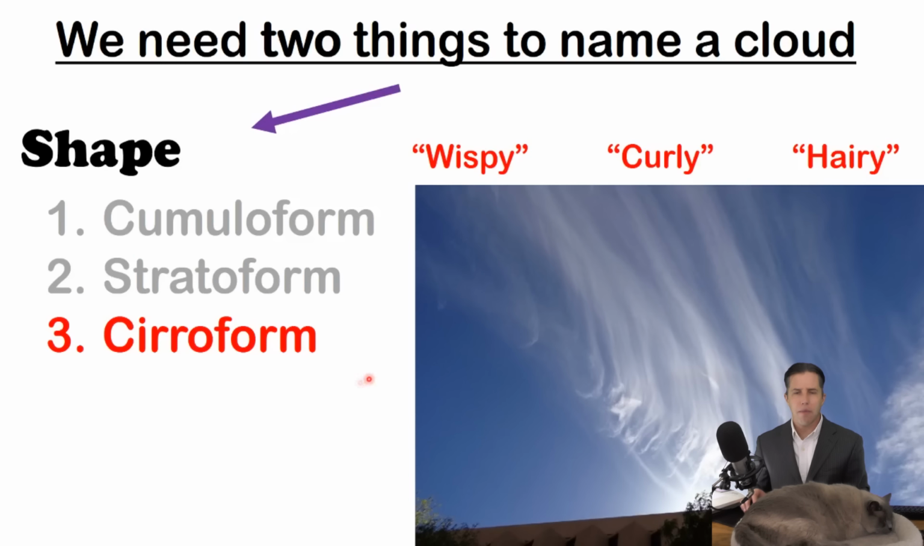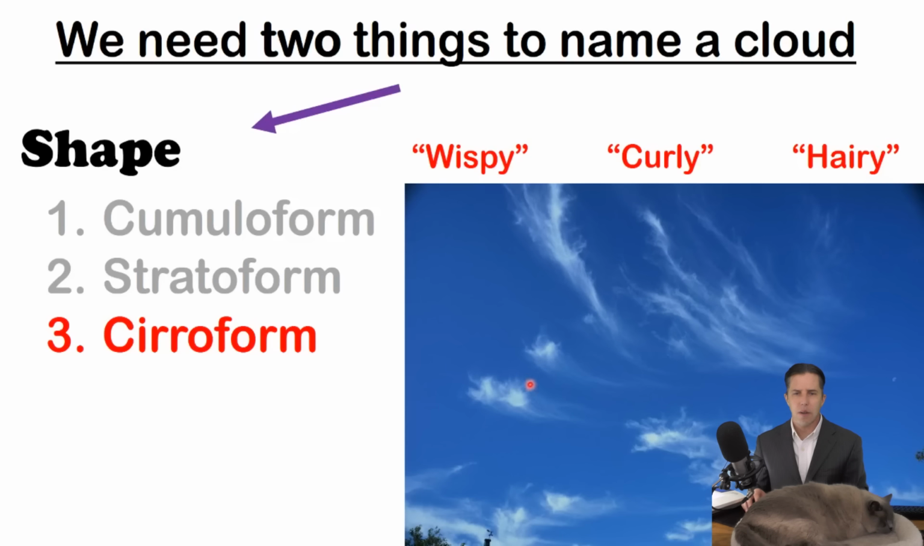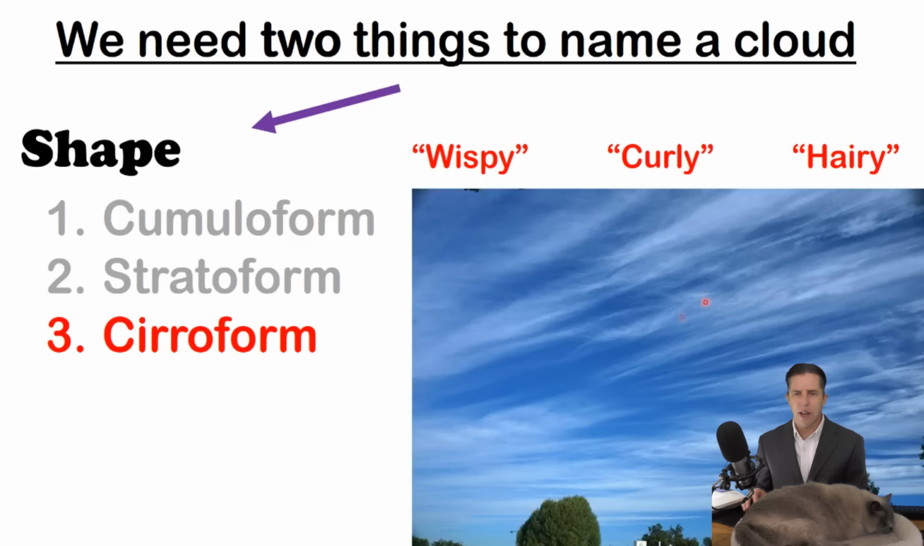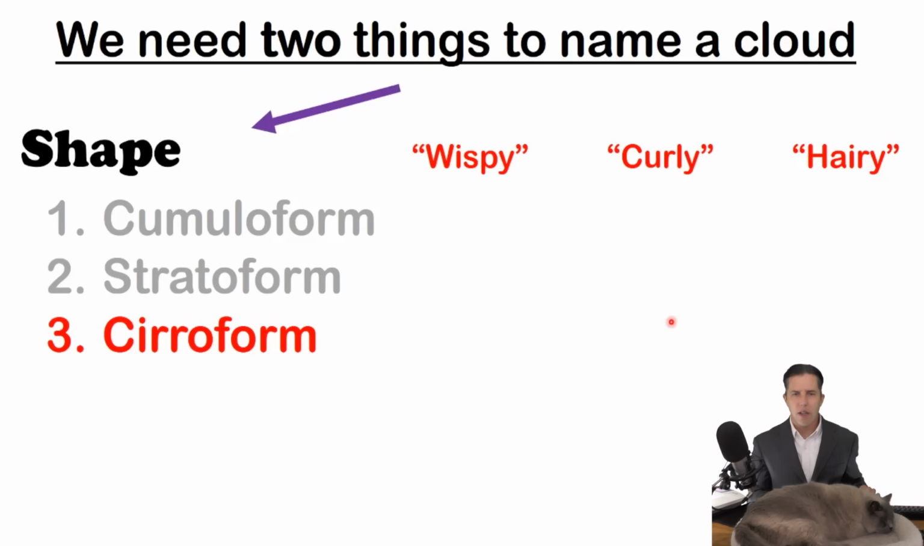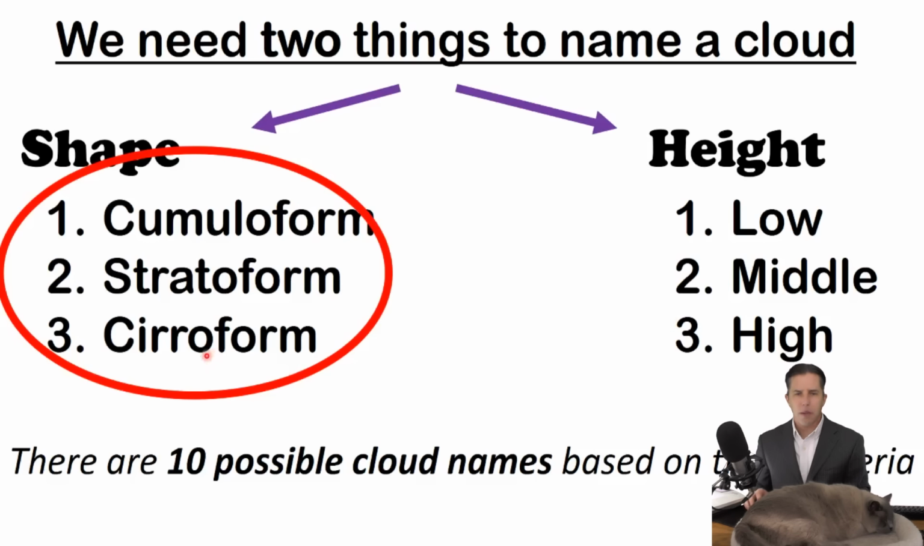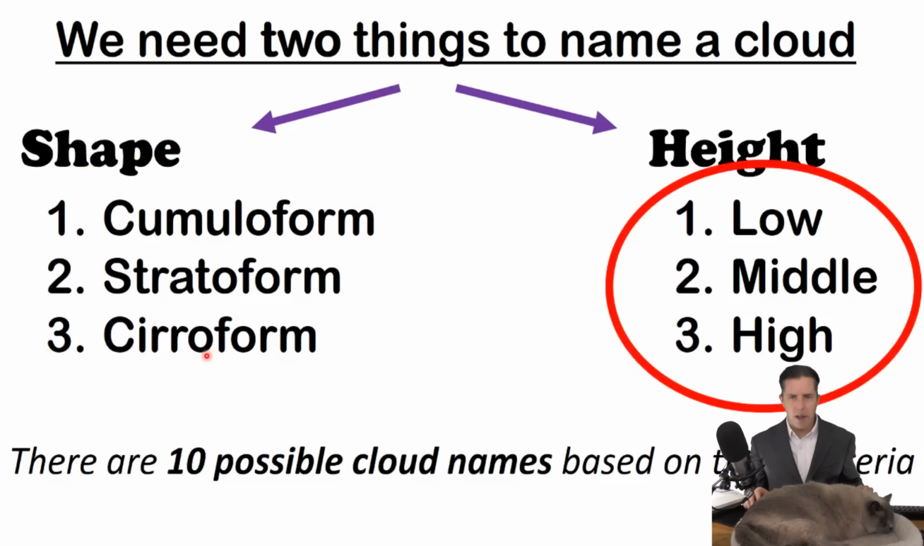Then cirroform are the clouds that are kind of wispy or curly or hairy. Sometimes they'll have little hooks on the end, sometimes not. Here's some that have little heads with little feathery trails leading off of them. These are pretty straight. So there's a lot of varieties in cirroform clouds. Now, we've talked about the three shapes. Let's talk about the three heights.